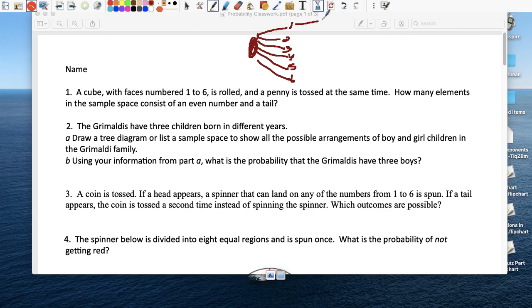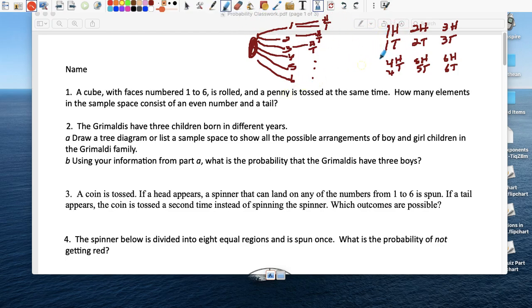Then if you roll a 1, you can get a heads and tail. With a 2, you can also get a heads and tail. With 3, you can also get a heads and tail, and so forth. So the possible outcomes would be 1 heads, 1 tail, 2 heads, 2 tails, 3 heads, 3 tails, 4 heads, 4 tails, 5 heads, 5 tails, 6 heads, 6 tails. Of all the possible outcomes, which there are 12 of them, 2, 4, 6, 8, 10, 12, right? How many of those are even numbered?